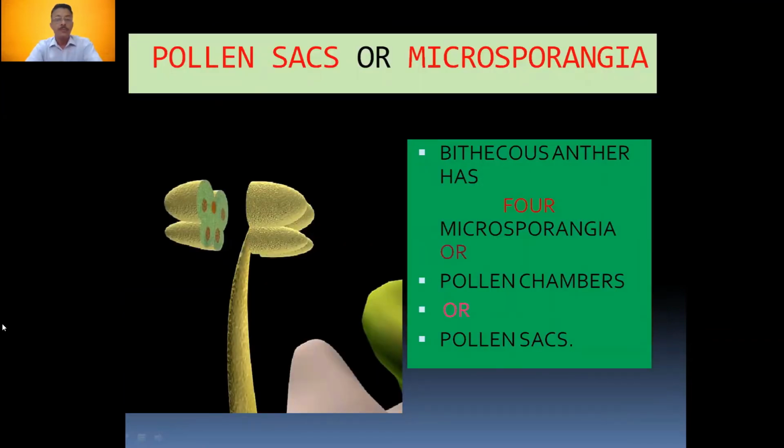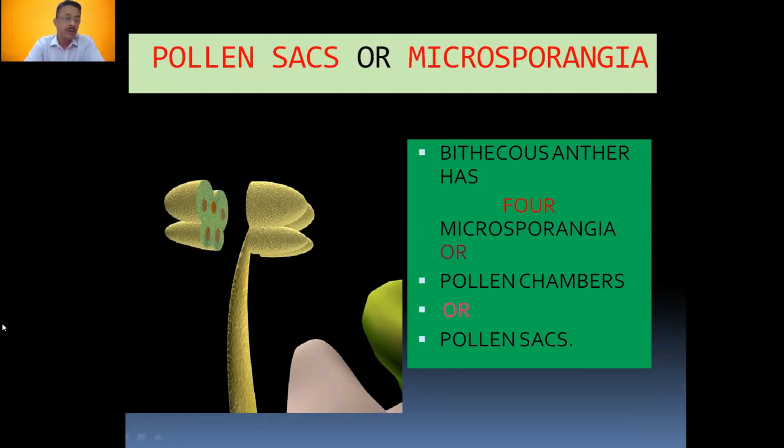Now these anthers, when viewed externally, appeared bithecous. Thecous means pockets; bi means two. They have two pockets. Each anther has two pockets as viewed externally. And when we cut the cross section of this anther, inside the anther there are four sub pockets.